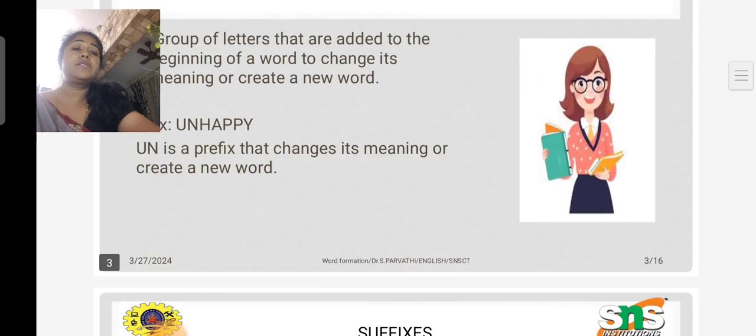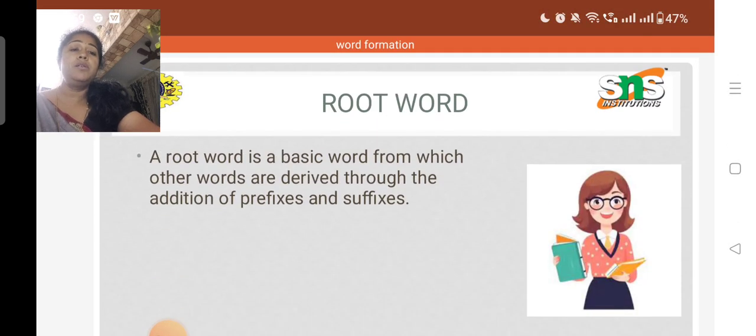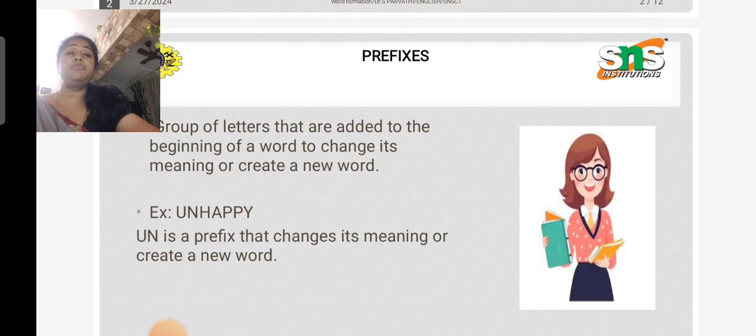So look at this. The first thing is how words are formed. We are going to see what a root word is first. A root word is a basic word from which other words are derived through the addition of prefixes and suffixes. What are prefixes?